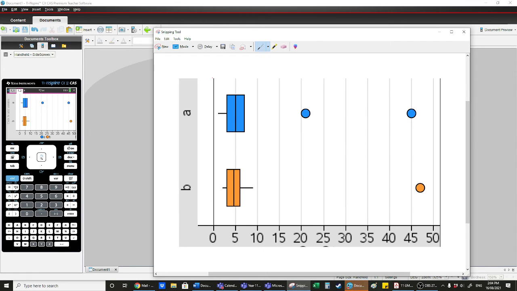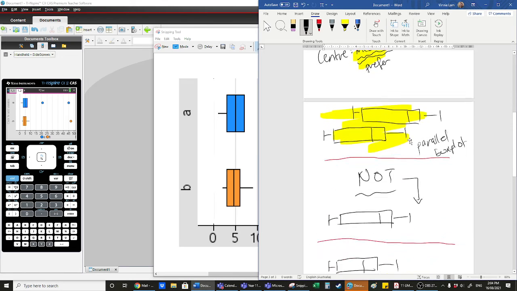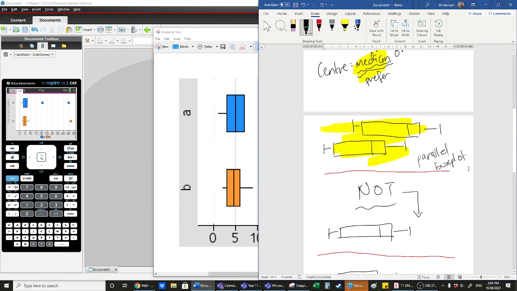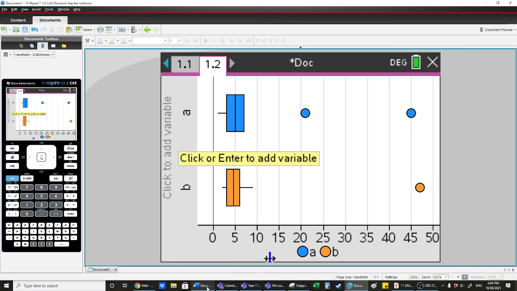You are not to draw a parallel box plot or any box plot with this line down here, okay? So if you do draw it, please remember that you need to delete this line here. And it looks like that. Or if you go to my Word document, it looks like that. You see one horizontal line, no vertical line. So please keep that in mind.